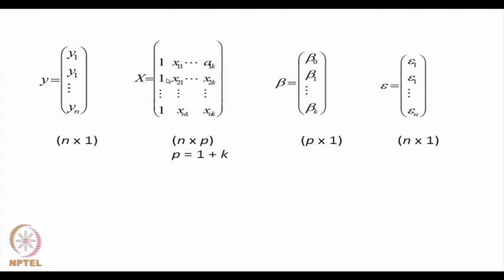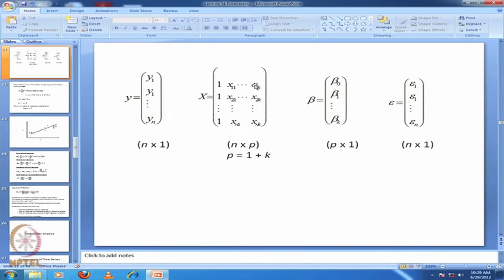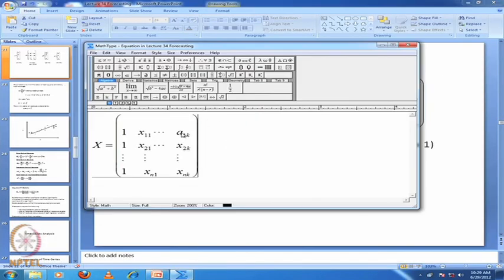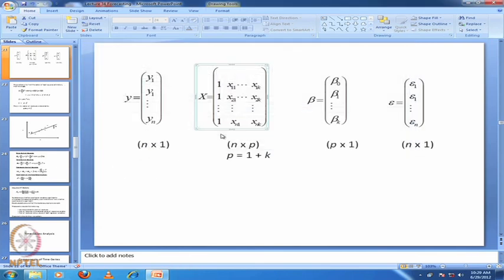So, if you multiply X with beta, then you will get back y 1 is equal to beta 0 plus beta 1 x 1 1 etcetera. There is one mistake here, this should have been x i k.